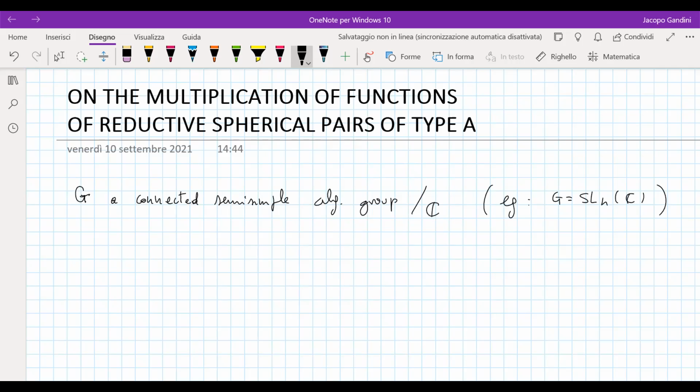So what are we interested in? First of all, the reductive subgroups of G. So let's take K, a reductive subgroup of G. And what does it mean that (G, K) is a spherical pair or that K is a spherical subgroup? So let's give this definition. (G, K) is a spherical pair, where by assumption K is reductive.